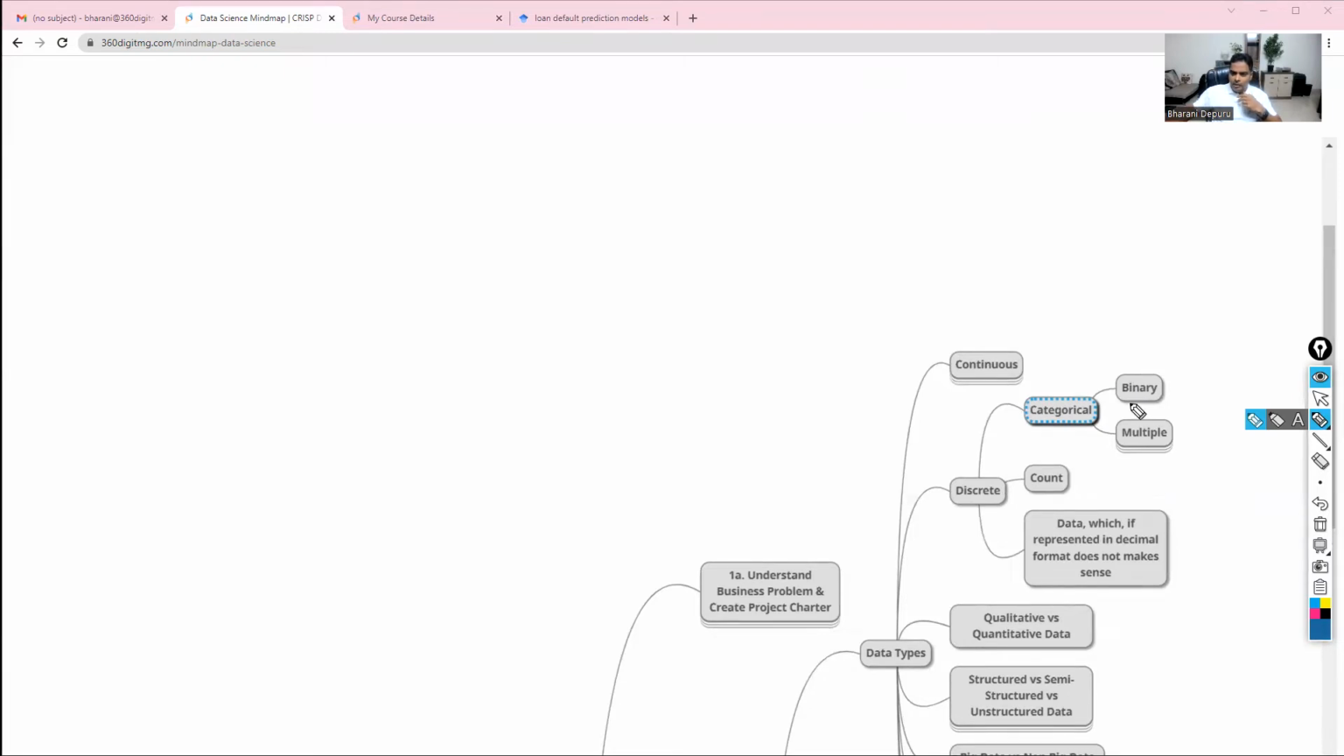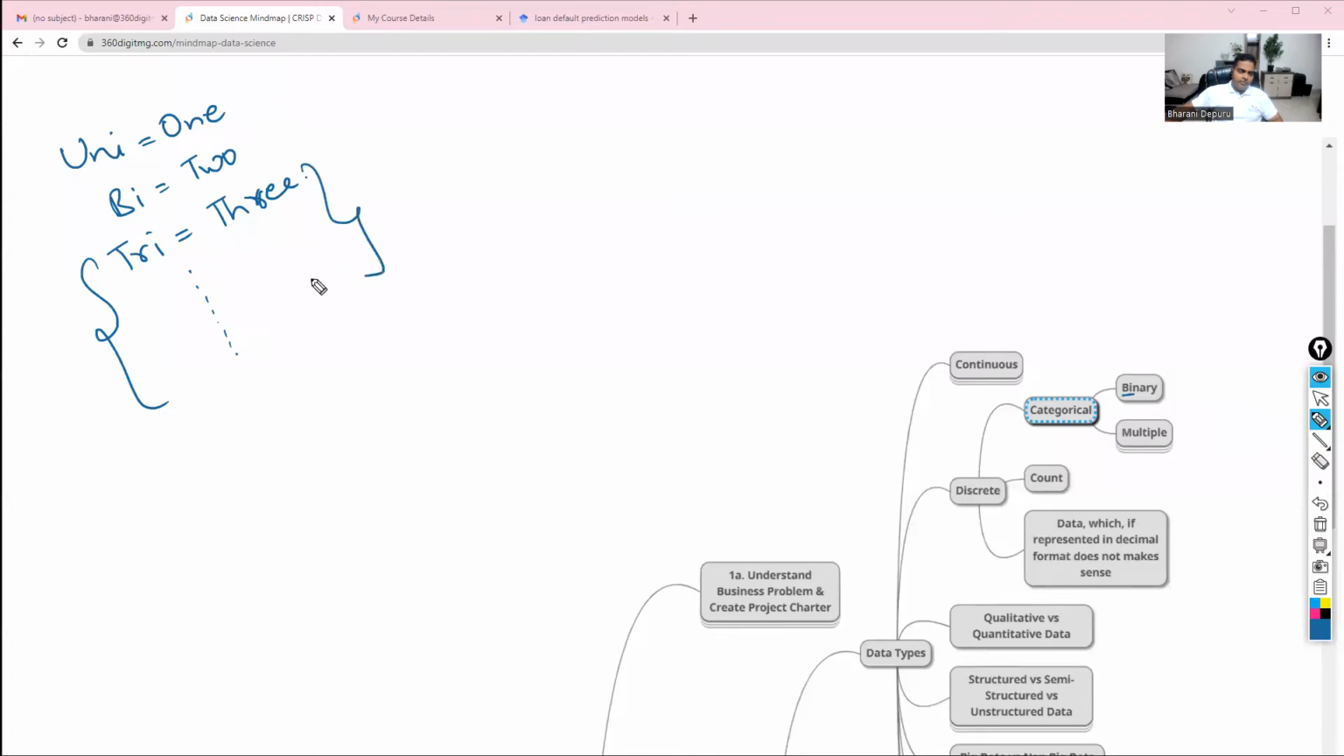Categorical, binary. Uni means one. Bi means two. Tri means three, so on and so forth. Usually anything greater than three would be called multiple. And two is called binary. These are the terms which we shall be using.